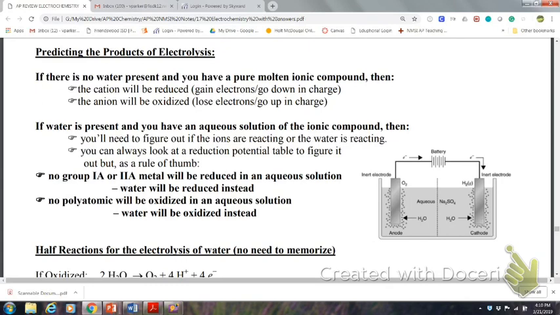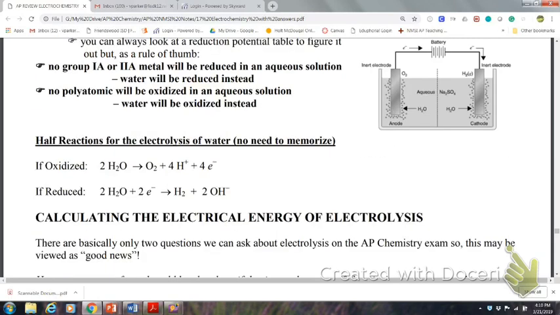as a rule of thumb, and you know what they say about rules of thumb, there's always an exception, but no group 1 or 2 metals will be reduced. Water will be reduced instead. And when we're talking about polyatomic ions, they're not going to usually be oxidized. Water would be oxidized instead. So that means the polyatomic is likely to be reduced, and the group 1 is likely to be oxidized. It's going to be opposite.